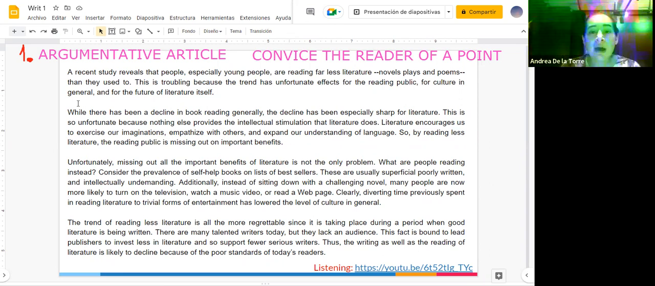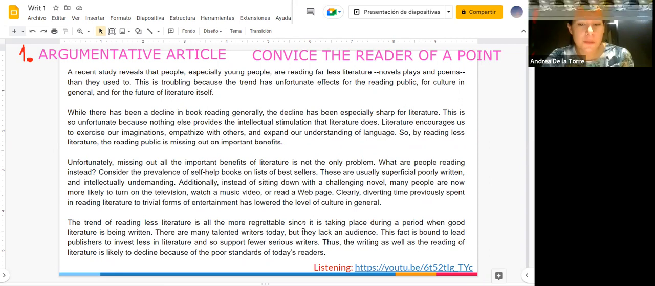So how? Do you see how we have 4 paragraphs? We have 4 paragraphs, right? This is paragraph 1, 2, 3, and 4. It will always be like that. No matter what type of article you have, it will always have 4 paragraphs.